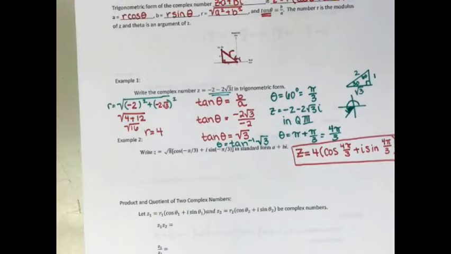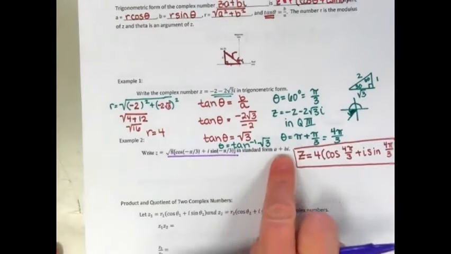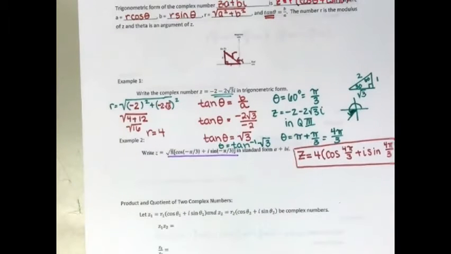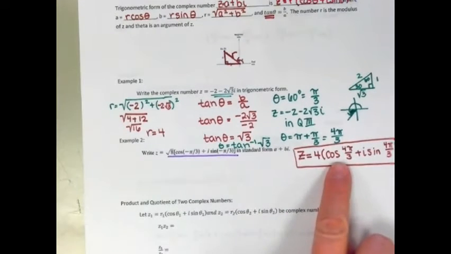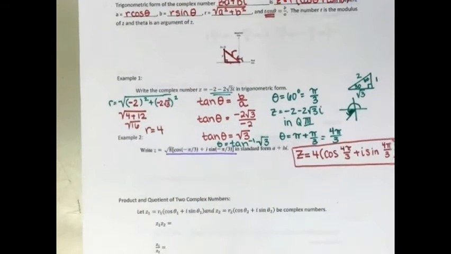All right. Now we're going to take a trig form and we're going to put it in standard form of a plus bi. So we're actually going to calculate what is the cosine of 4 pi over 3. What is the sine of 4 pi over 3? Okay. Obviously, it's a little bit different here.